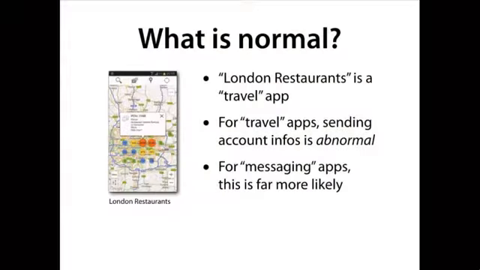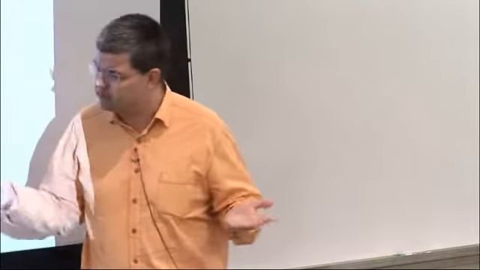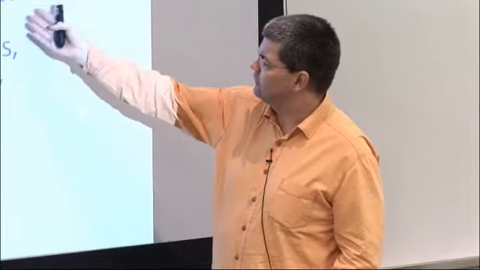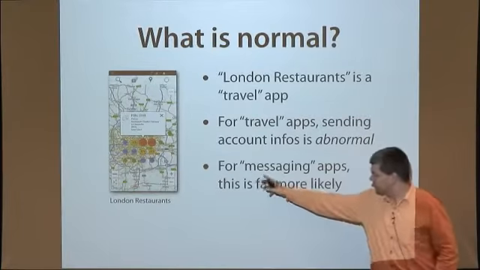And this is something which is particularly true for this London Restaurants application, because it is a travel application, travel and mapping. While a travel and map application would, for instance, happily access your current location, that's pretty normal for mapping applications, accessing your mobile phone number is not part of what a travel application actually has to do. And therefore, accessing such account information and sending it around is abnormal in this particular category, which is different from the messaging category.